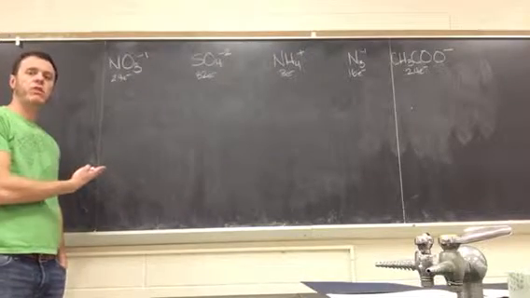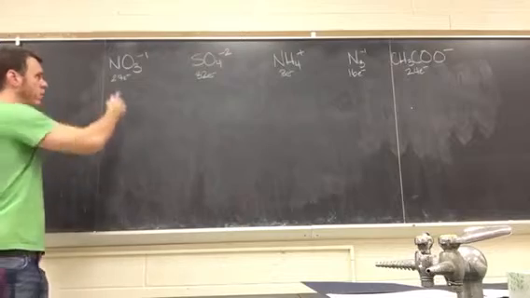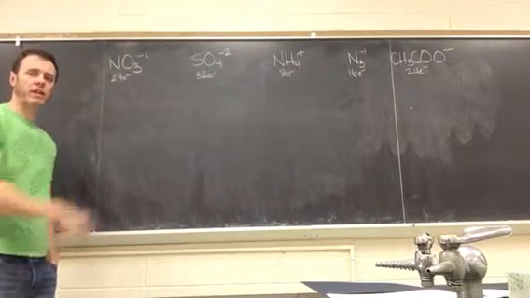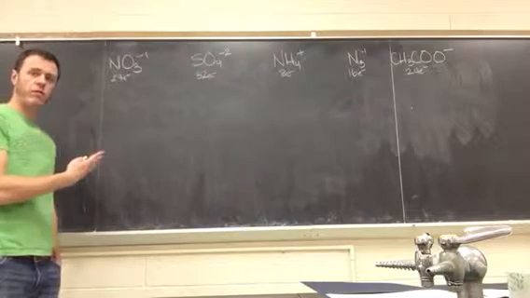Okay, here we are with our examples. We're going to start with the nitrate ion. If you watched the last video, then you know we've already counted up the number of electrons. I have those numbers written up here. So let's start with nitrate, 24 electrons.